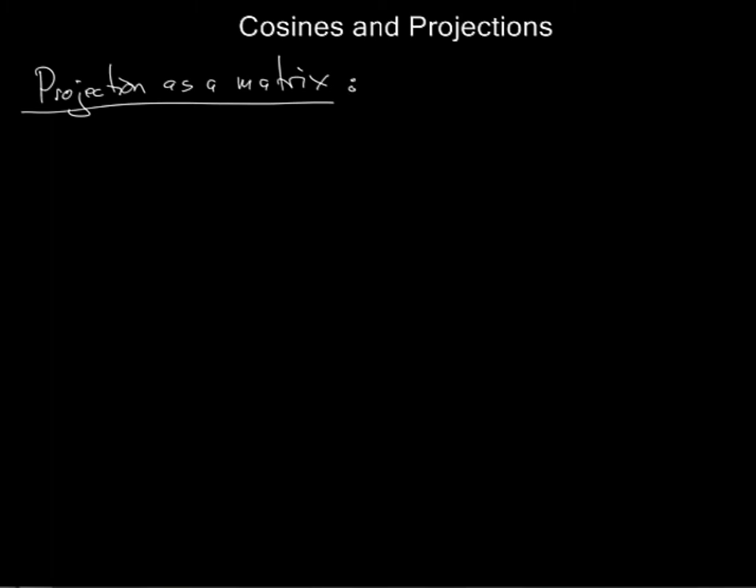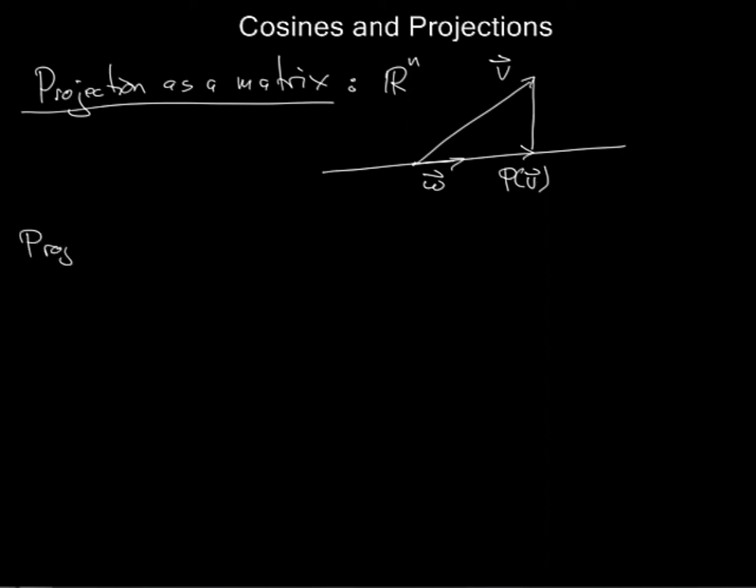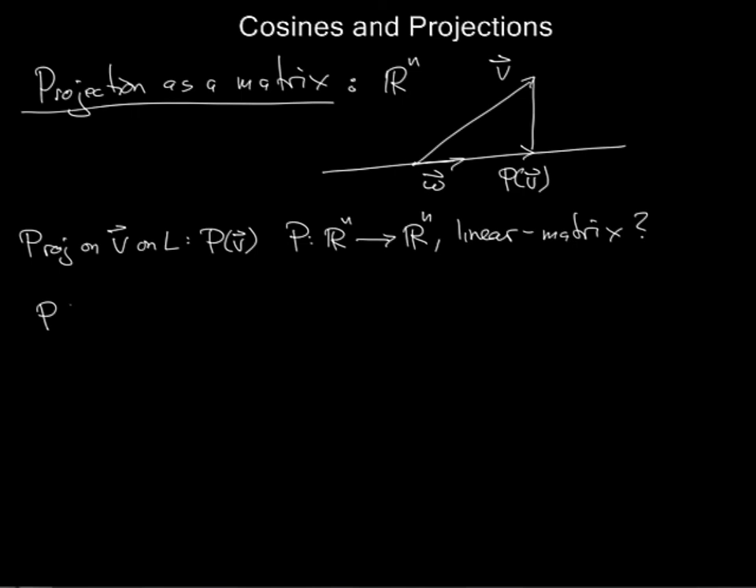Okay, for the last thing I want to talk about is how we write down projection as a matrix. So again, the picture is we have a line through a vector w, and we're projecting v onto the line. And so I want to think of this projection operator as a map from Rn to Rn. P of v, P is a map from Rn to Rn, and if you think about it, it's clearly linear, so it has a matrix. What's the matrix of this operation?